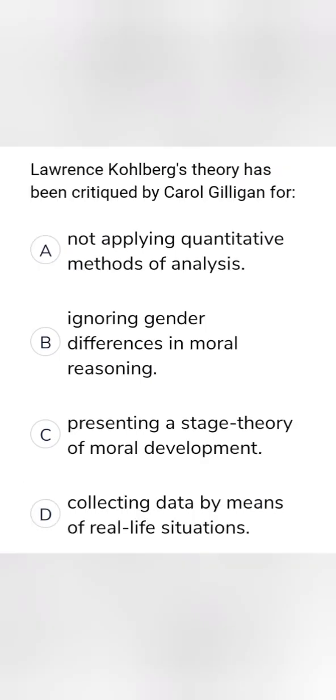Next question. Lawrence Kohlberg's theory has been critiqued by Carol Gilligan for: A. Not applying quantitative methods of analysis. B. Ignoring gender differences in moral reasoning. C. Presenting a stage theory of moral development. D. Collecting data by means of real life situations. Option number B is right.